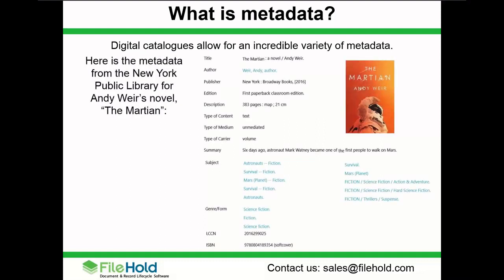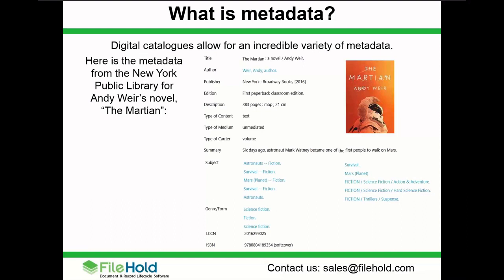So here's an example of metadata from the New York Public Library for Andy Weir's novel, The Martian. So we can see a bunch of reference points of information. I pulled this off the website this morning, so you can see that these are the live text fields that have been put against this document.